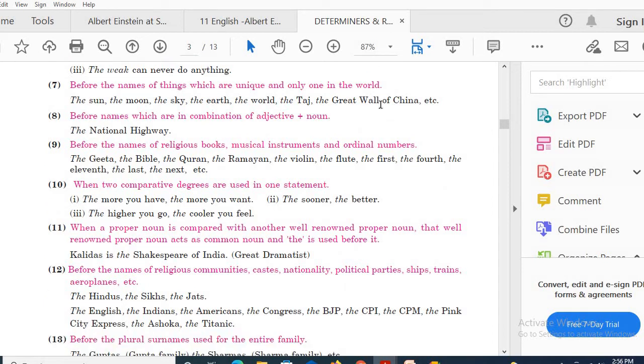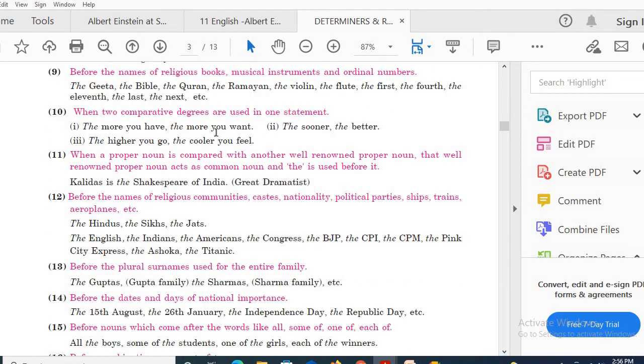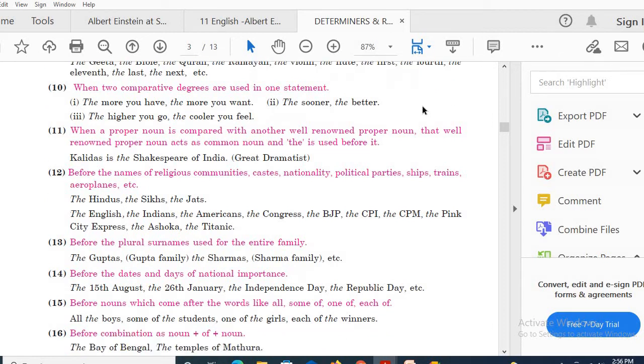Suppose in order to name those things that are unique and one of its kind in the world, just like we can say the Great Wall of China, okay, the moon, the sun, the sky, like this. Okay, now obviously before the name of religious books, musical instruments also the is used. Just like the Gita, the Bible, okay, like this, the Ramayana, the Mahabharata, okay, like this.